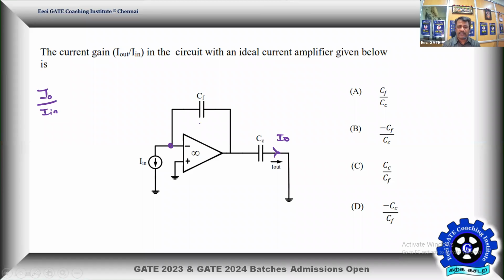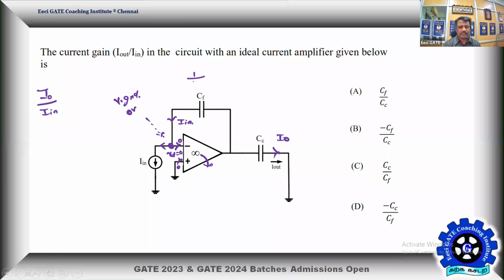So assuming ideal op amp, it is mentioned indirectly by giving A naught infinity. So definitely going to have a virtual short. Anyway, virtual short is not going to help you, but it is still needed. So that is going to make this point virtual ground, that is equal to 0 volt. And then there is no input terminal current for the op amp, both inverting and non-inverting. Whatever current leaves this node should be supplied by this branch, that should be equal to I in.